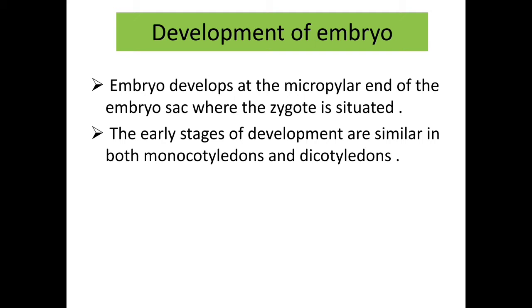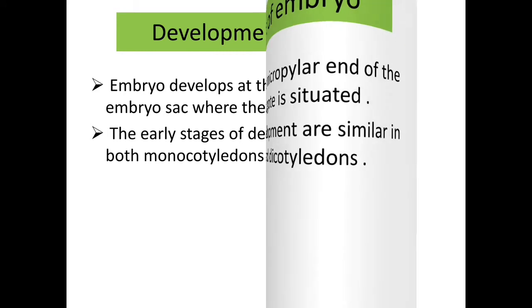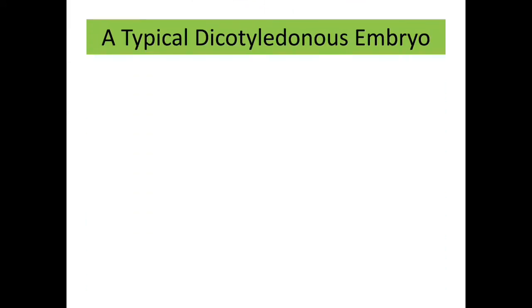So my dear students, we know that angiosperms or flowering plants consist of two classes. One is monocotyledon, another one is dicotyledon. In both the classes, the early stages of development are similar. Now let us see a typical dicotyledonous embryo structure. About its structure, now let us learn.